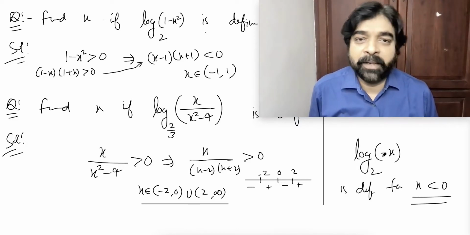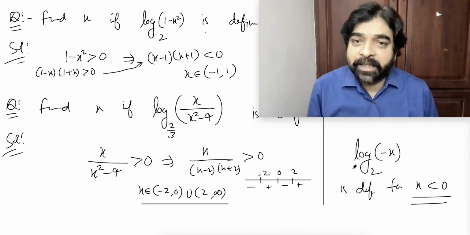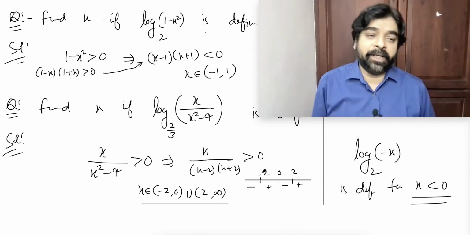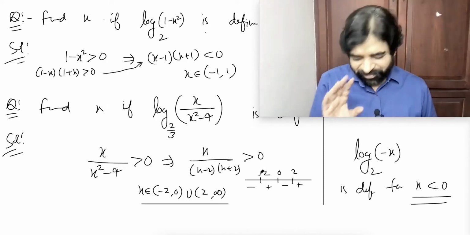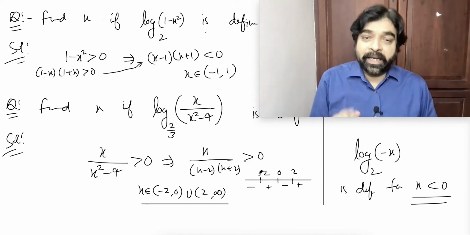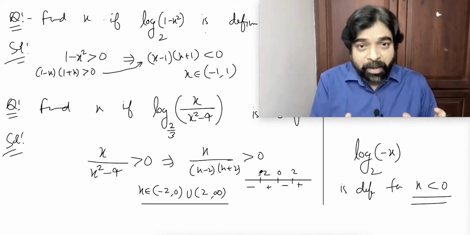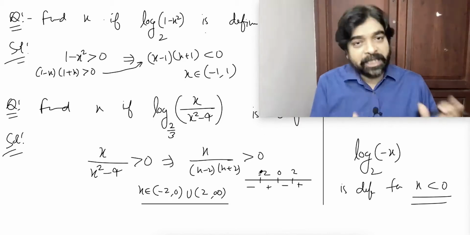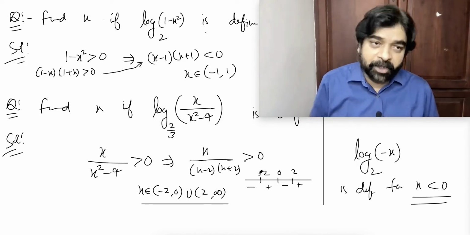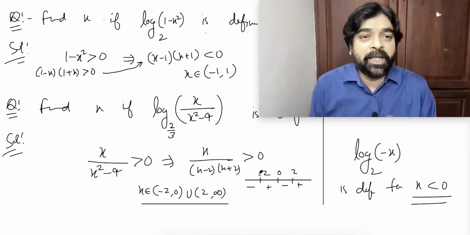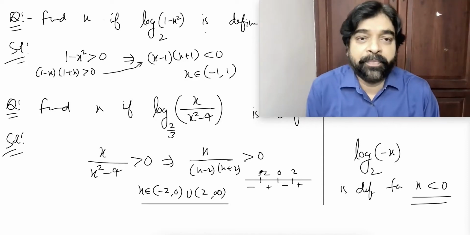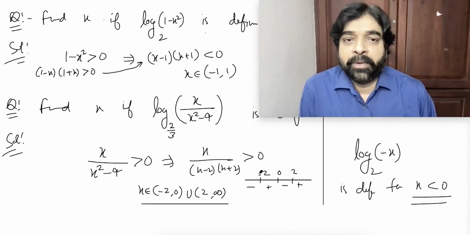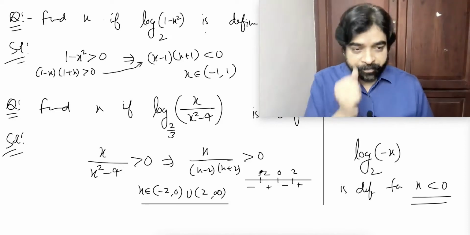Are you able to understand my point? I never said x cannot be negative or positive. I said the bracket, the argument of the log, should be positive. X, whatever, I don't care. But finally the bracket which is combined with the log, that should be positive. Right?